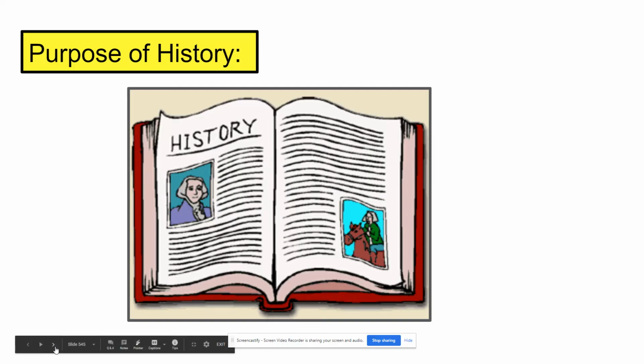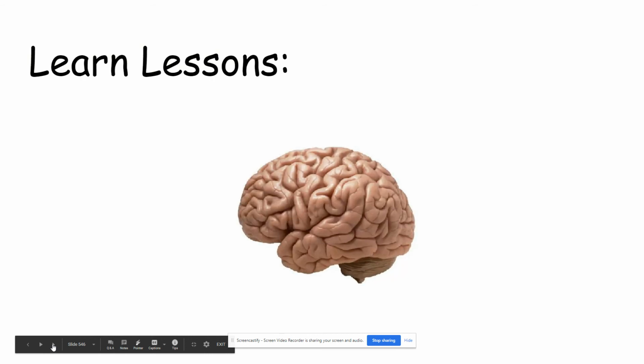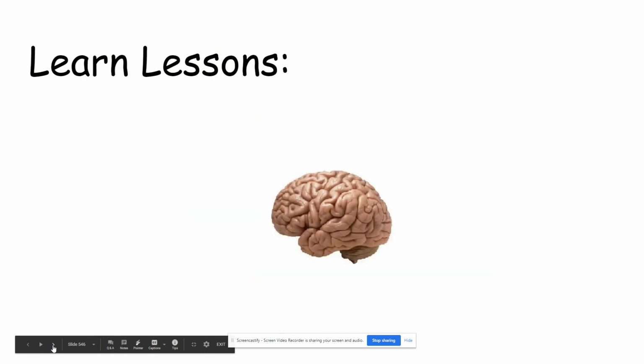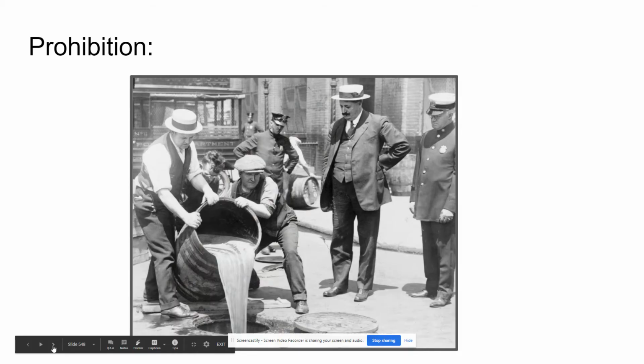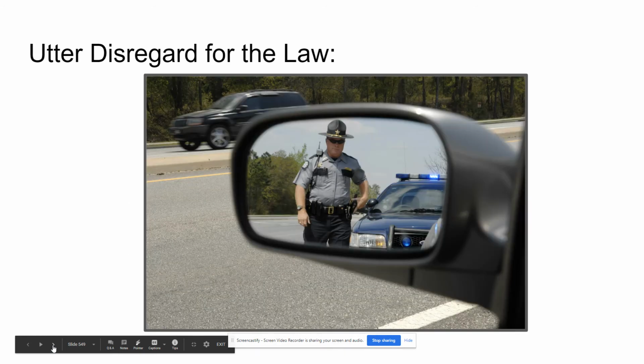Now, the purpose of history is to actually learn lessons from things that happen so we can create a better society in the future. So we do have a couple lessons that are a little more practical from Prohibition. Lesson number one, Prohibition created an utter disregard for the law. People prior to Prohibition really had respect for the government and really had respect for the law. It was a big deal to break the law.